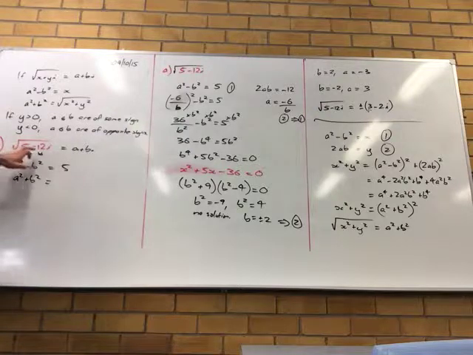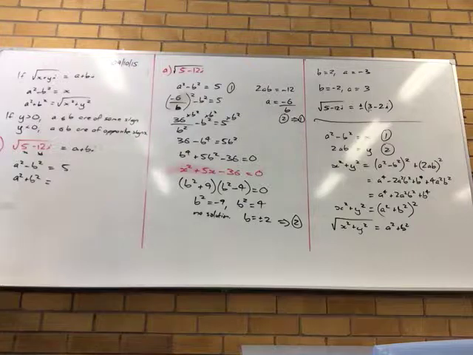So 5 squared plus 12 squared is... You have x squared plus y squared. All right, so what's 5 squared? 25. What's 12 squared? 144. Plus 25 is 169. Square root of 169 is 13. Fantastic.